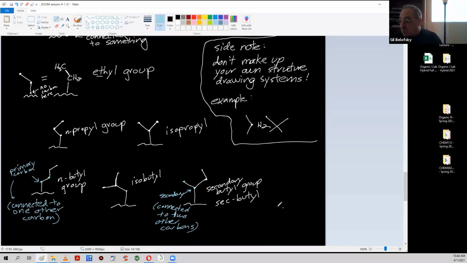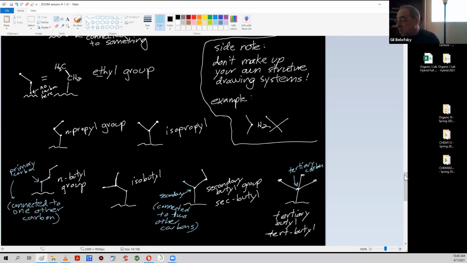And then likewise, here, we have one more isomer where there's 4 carbons. 1, 2, 3, 4 carbons. The tertiary butyl group, tertiary butyl, or tert-butyl. And as you might easily see, it's a logical progression, right? Primary carbon, secondary carbon, tertiary carbon. Connected to 1, 2, 3 other carbons.